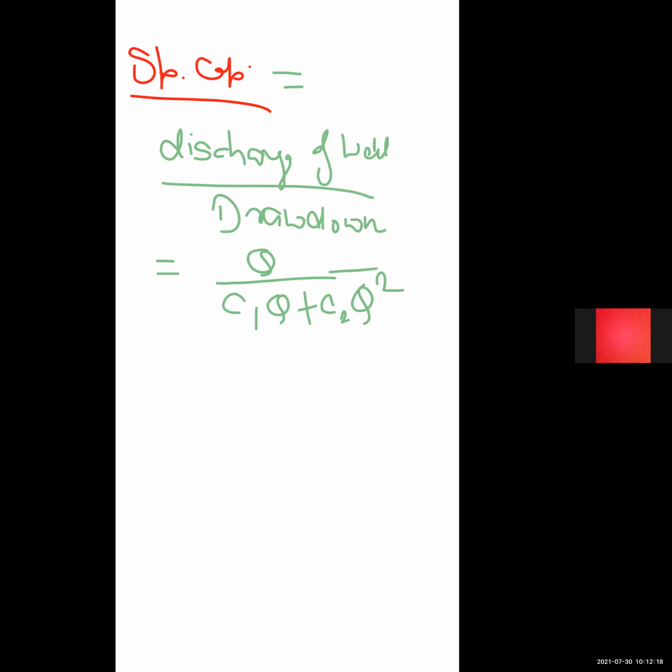Hence, specific capacity is equal to 1 divided by C1 plus C2Q. Sorry, this is C1 and C2Q. This is the specific capacity. This equation clearly shows that the specific capacity of a well is not constant but decreases as discharge increases, because the specific capacity is inversely related to the discharge value.